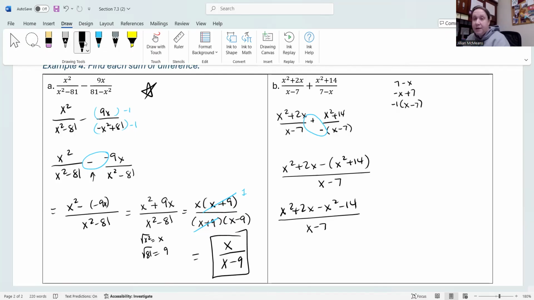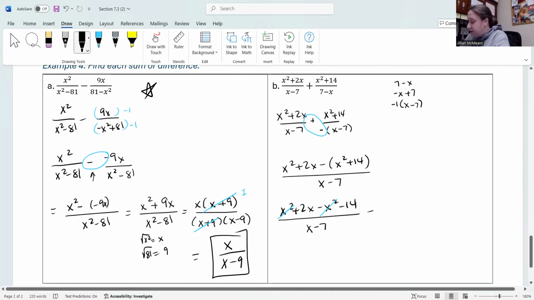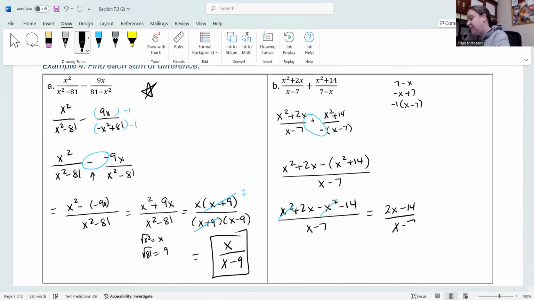And then we want to combine like terms. So when I combine like terms, let's see, I have an x squared minus an x squared. Well, x squared minus x squared, we would typically say it cancels, but remember, it doesn't just disappear. It cancels to become 0. X squared minus x squared is 0. So I get 0 plus 2x minus 14. So that's just going to be 2x minus 14 over x minus 7.